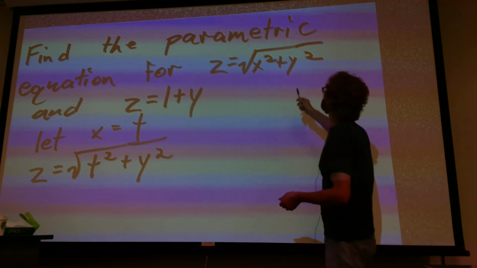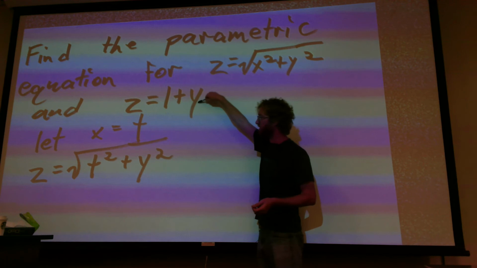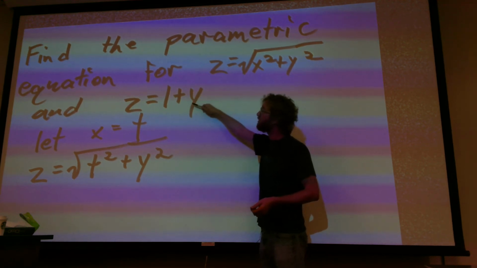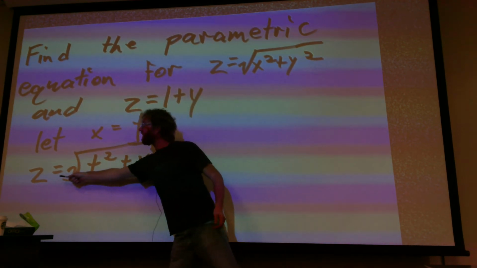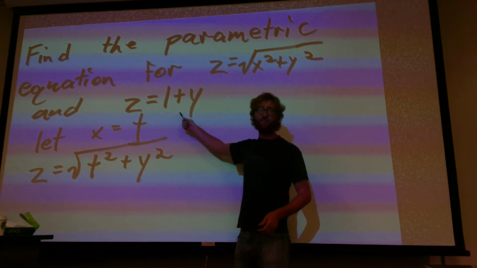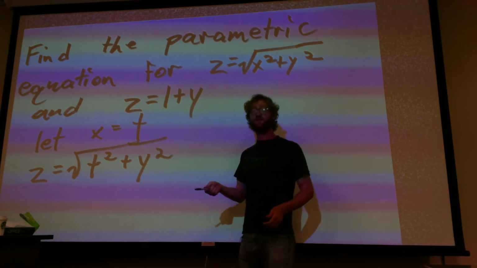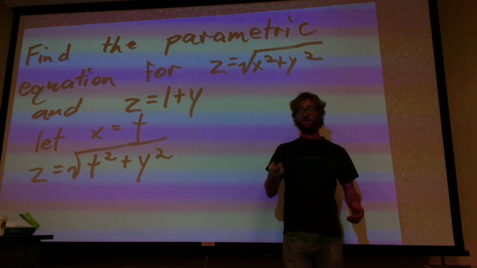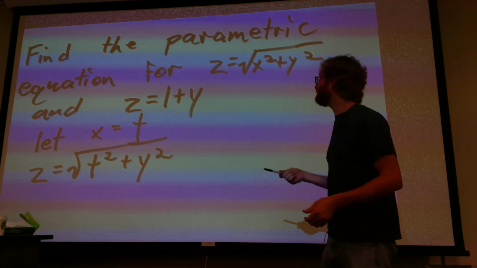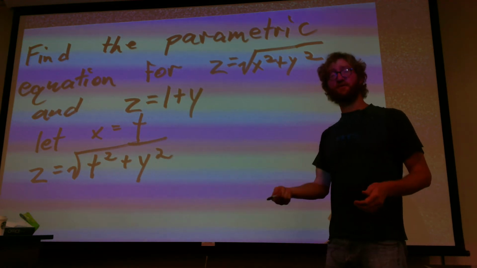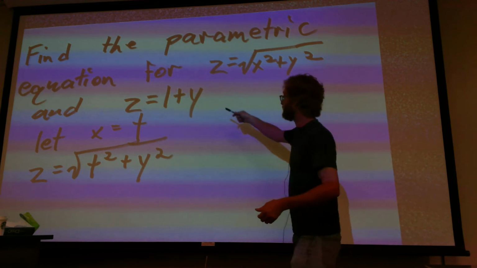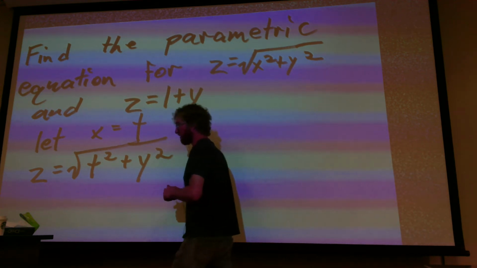Well, I have two conditions. I have this condition right here and this condition right here. So what am I going to do? I'm going to replace this z right here with 1 plus y. And then I'm going to solve for y as a function of t. And once I have solved for y as a function of t, I can then solve for z as a function of t. Okay. So just plugging this problem into this problem right here.